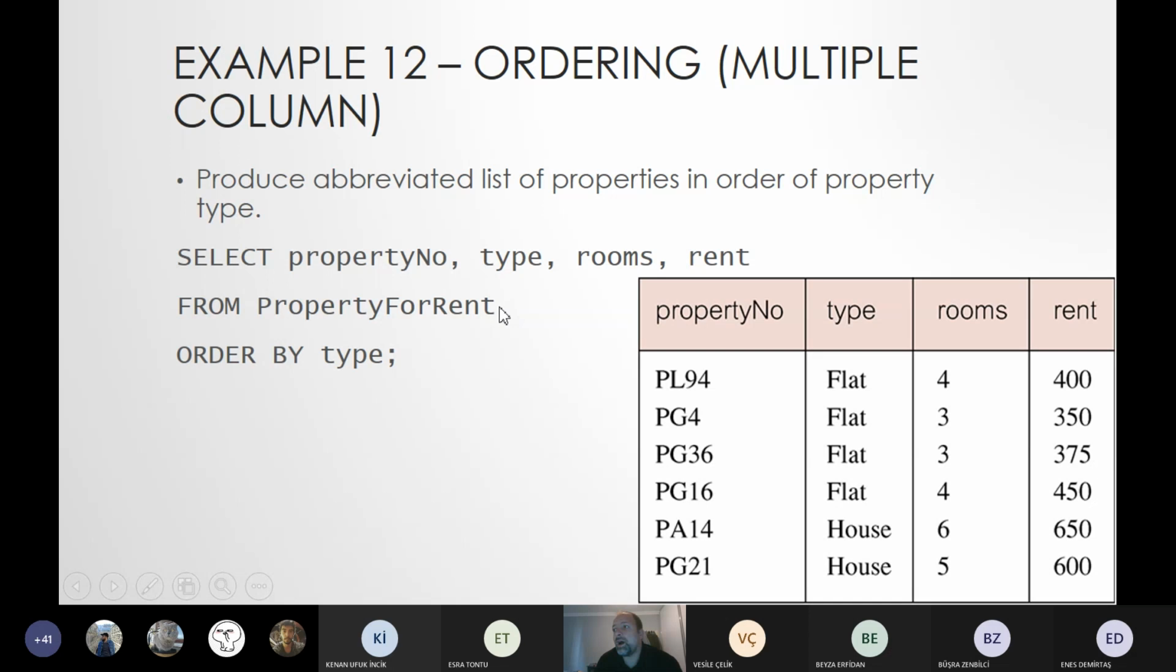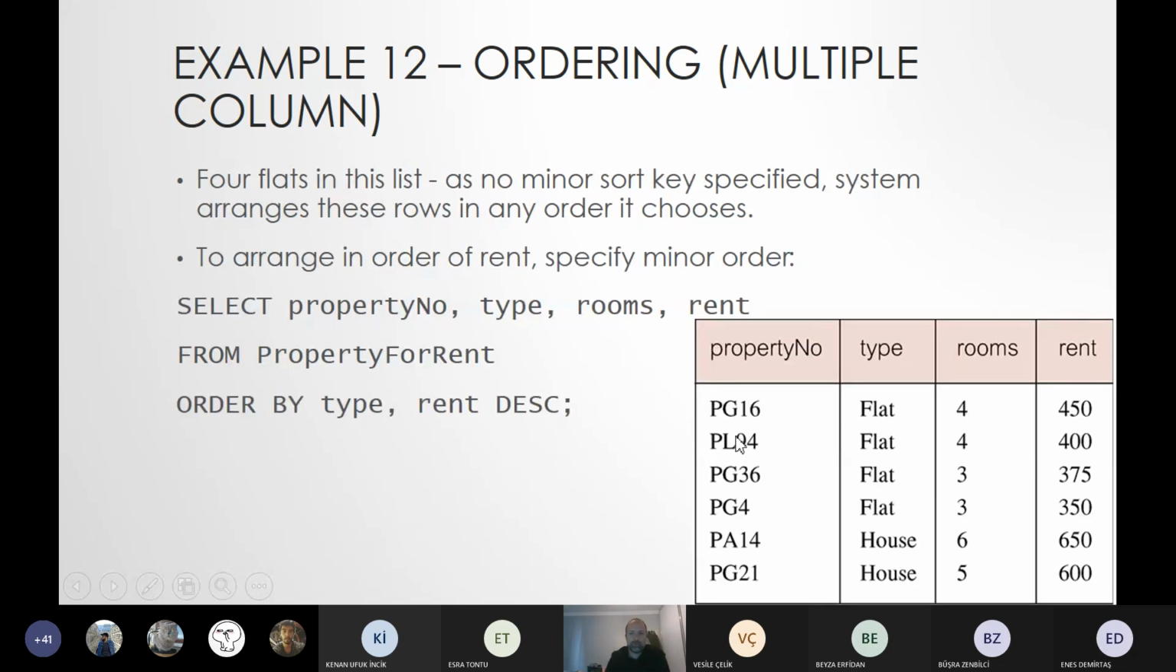Okay. We can order by 2 columns. So what'll happen is we order by type and then by rent descending. So we want to get all the types. We're going to order everything by type first, so flat, then house. Then we also want to order within those by rent descending. So notice here all the flats are together, then all the houses are together, and within those groups, all the rents are descending. So we do 450 down to 350, then 650 down to 600. So we order by the type first, and then within those groups, we order by the rent. This is very useful.